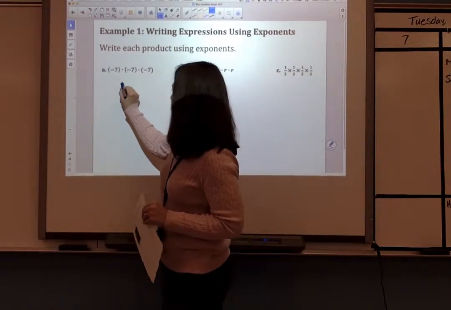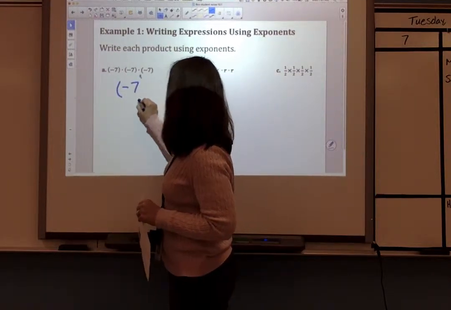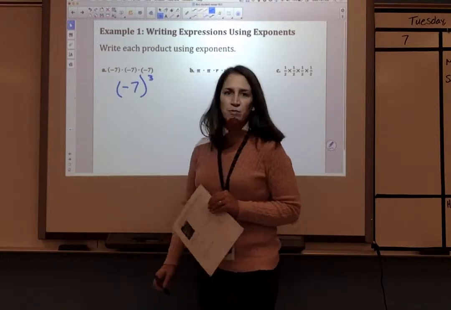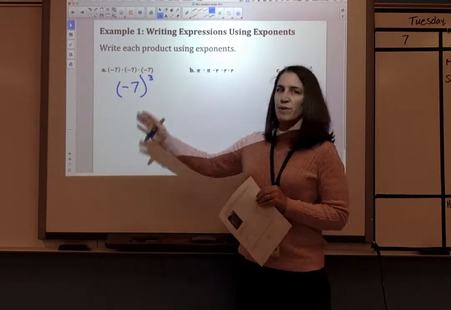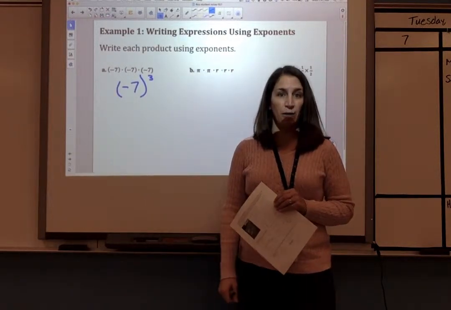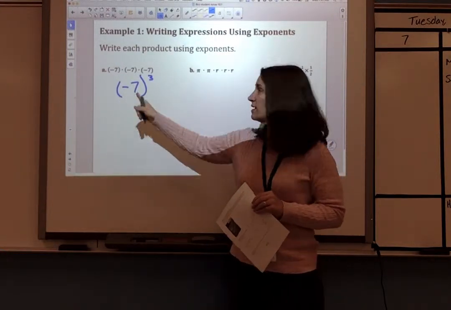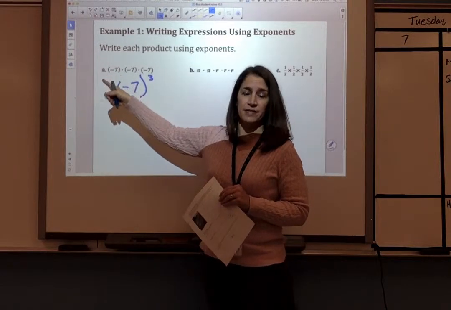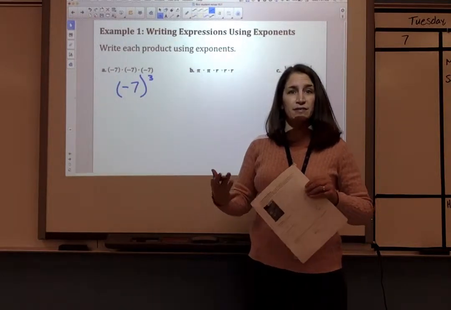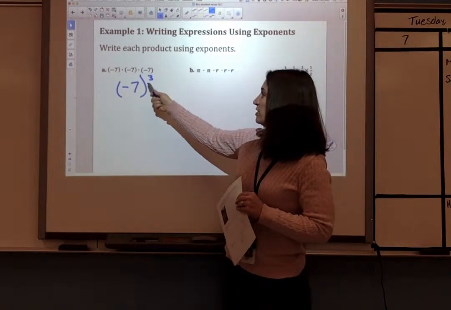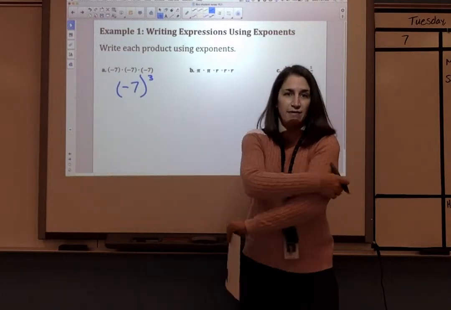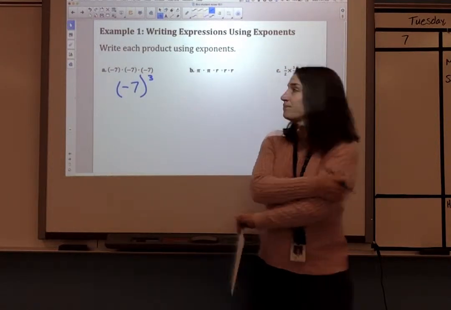So -7 is our base, and 3 is the exponent. And together, the base and the exponent make up the power. Notice that we put -7 in parentheses because the integer -7 is the base. -7 is being repeated, so we need to be sure that we're multiplying -7 by itself, not just 7.